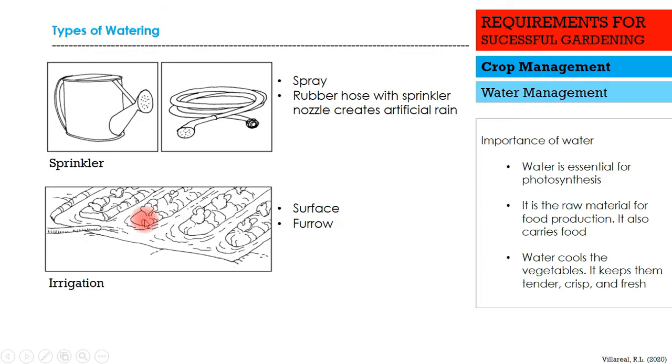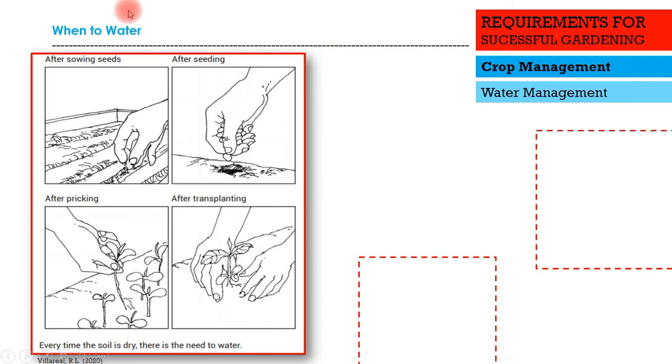So when to water? You can do the watering after sowing the seeds, after seeding, after pricking, after transplanting, and every time the soil is dry. Remember this, there is a need to water the crops in your garden.